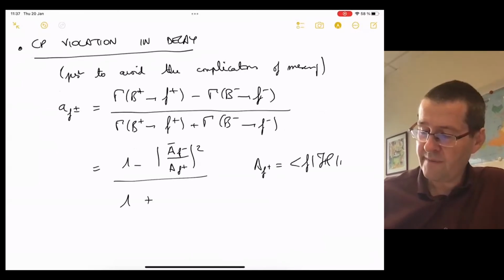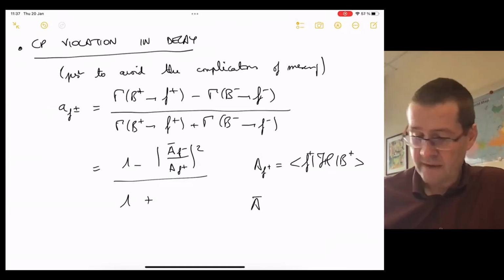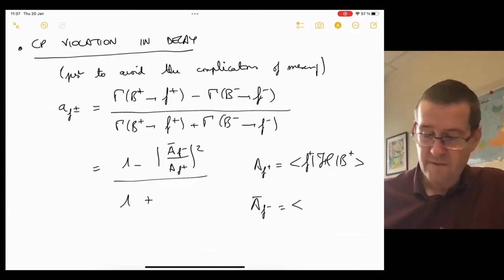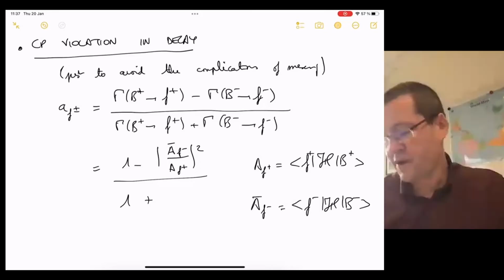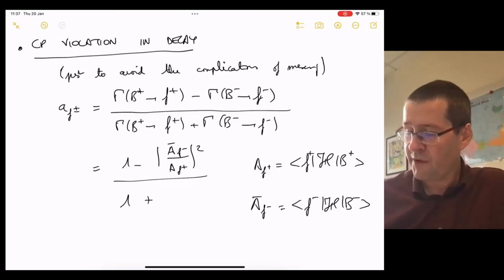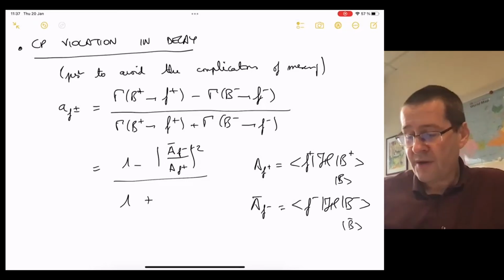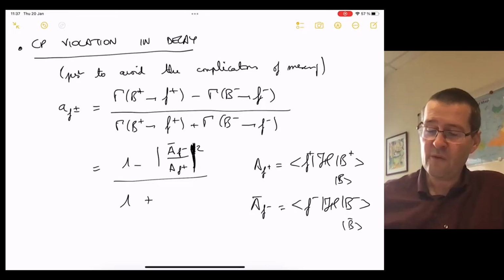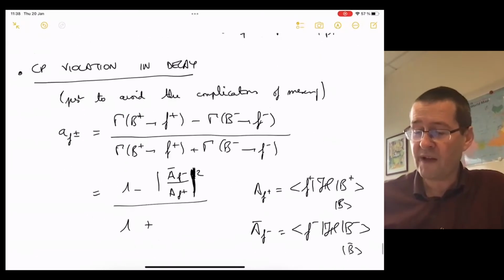So typically that would be a B plus, effective Hamiltonian, and F plus, and I've got the opposite situation here. So I can write this down as A F plus and A bar F minus, or I can write B plus or B minus, or B and B bar. That would be the same thing here. Okay, so at that stage, I didn't say anything. I just said that I need the moduli of those two amplitudes to be different from each other in order to have something that would be CP violation in decay.